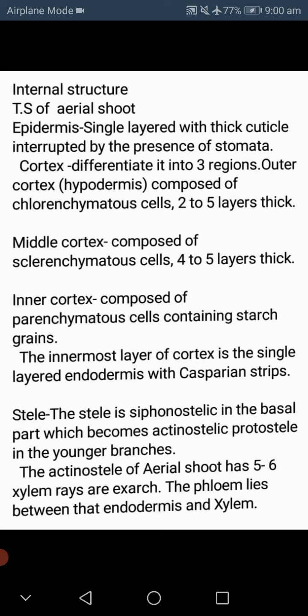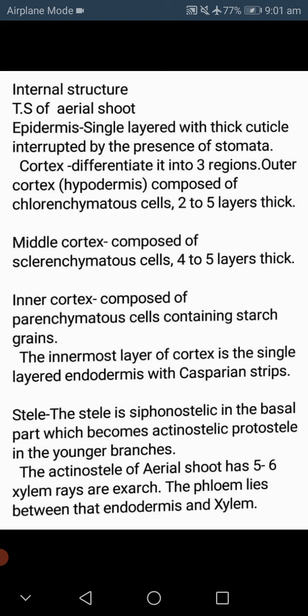Usually the aerial shoot is completely green, that is photosynthetic in function. The middle cortex is composed of sclerenchymatous cells, 4 to 5 layers. The inner cortex is composed of parenchymatous cells containing starch grains. The innermost layer of the cortex is a single-layered endodermis with Casparian strips. The main part is the stele.